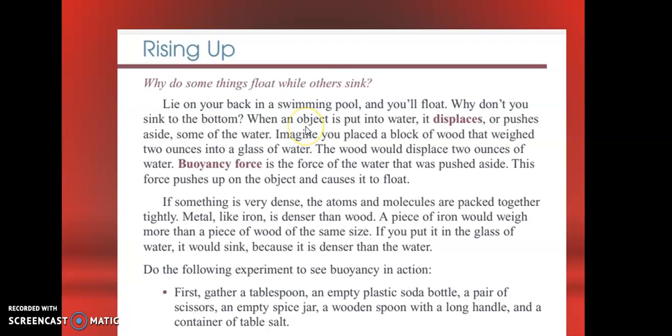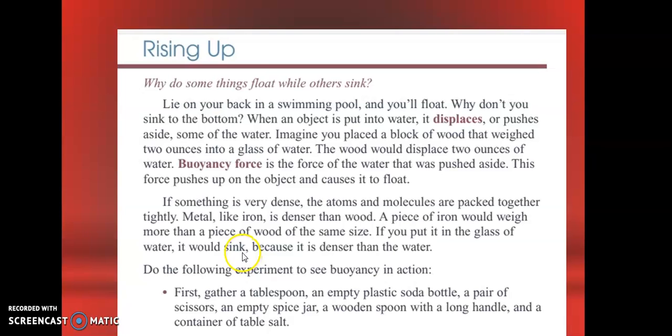The video that Mr. Marvin gave you on YouTube explained this topic much better, with one experiment about how things float and why some things float and others sink. So if something is very dense, the atoms and molecules are packed together tightly. Metal, like iron, is denser. This is the magic word: dense.